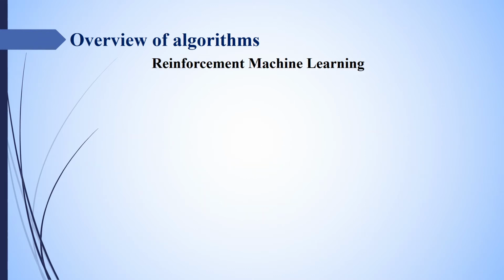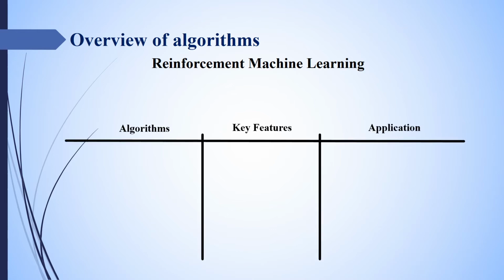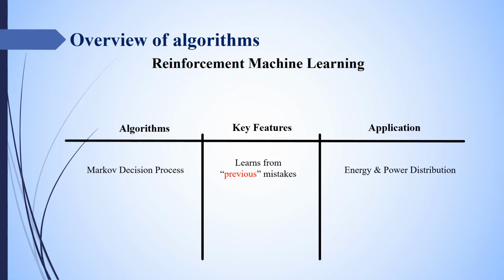Reinforcement machine learning is something in which the trial and error process occurs. First of all, we have Markov decision process. In Markov decision process, the machine learns from the previous mistakes. A dataset is provided. The machine learns whether the dataset is performed correctly or not. Markov decision process can be applied to energy and power distribution in order to study a pattern, in order to study a distribution among the data points that preserve the energy conservation.